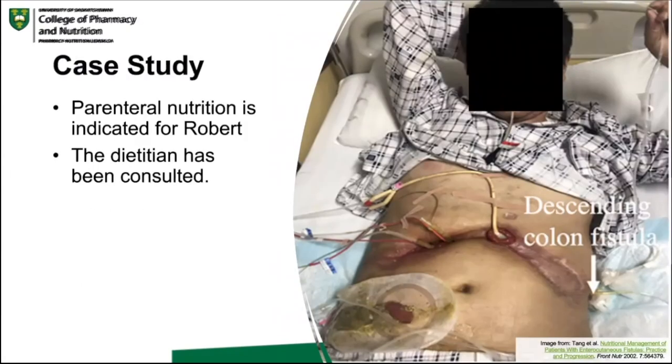Let's return to Robert. We discussed that for Robert, EN is contraindicated and PN is the appropriate choice for nutrition therapy due to the high output nature of his enterocutaneous fistula. Fortunately, Robert has a central line in place and it is appropriate to start him on central PN due to his higher nutritional requirements and the likelihood that he will be on PN for a longer duration.